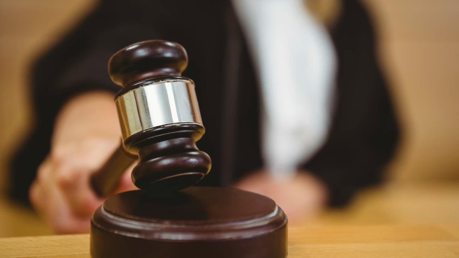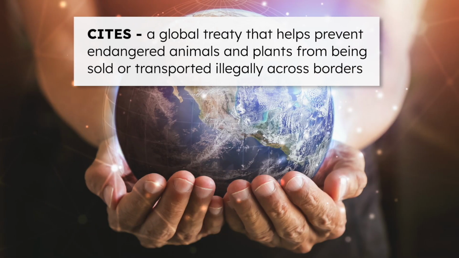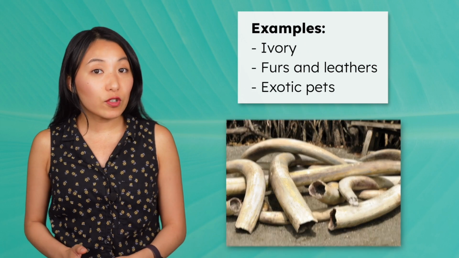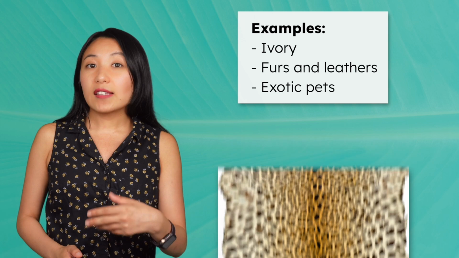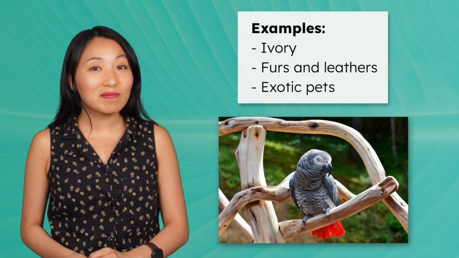That's why international agreements like CITES, the Convention on International Trade in Endangered Species of Wild Fauna and Flora, were created. CITES is a global treaty signed by over 180 countries that helps prevent endangered animals and plants from being sold or transported illegally across borders. For example, elephant ivory, specific furs and feathers, and some exotic pets are banned from trade under CITES rules.